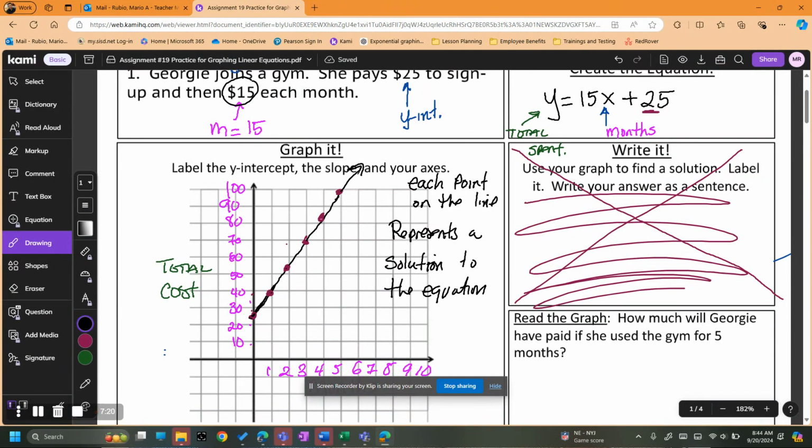Well, let's say when x is 3, at month number 3, she's going to have paid $70. So when x is 3, y is 70. Another example is when x is 5, y is 100. So those numbers make this equation true. They are solutions or answers to this problem. So when we look at this, it's kind of like, oh, this is a problem to solve. Y equals 15x plus 25. If we substitute 5 in here, we'll get 100. If we substitute 3, we'll get 70. Okay, so each point represents a solution to the equation.